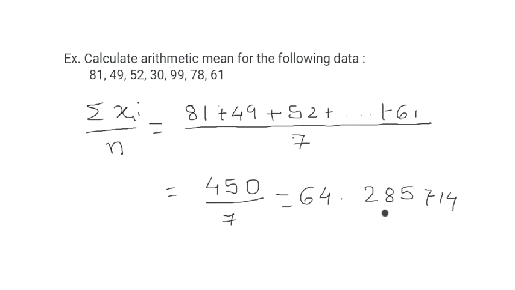64.285714. Try to write the answer up to 6 decimals after the decimal point in order to get the closest value. So the arithmetic mean for this data is 64.285714.